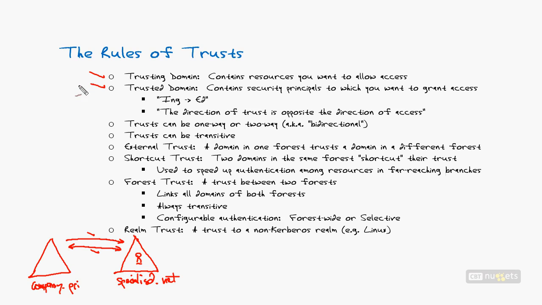The trusted domain, okay, ing and ed here, the trusted domain contains the security principals, or let's just make it simple here, the users, computers, the thing that you apply a privilege to. It contains the users to which you're going to grant access to the resources. And the magic thing that I have been using forever to help me remember which direction the order goes is ing to ed. The trusting domain points at the trusted domain. The other thing to remember is that the direction of trust is opposite the direction of access. So when I'm doing my little ing-ed example here, the trust is going in this direction and the access is going in the other direction.